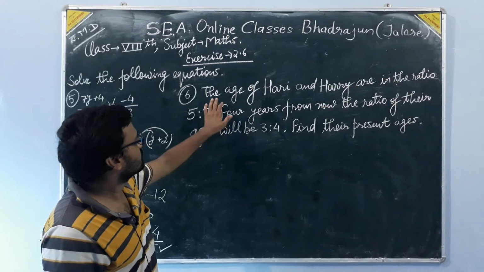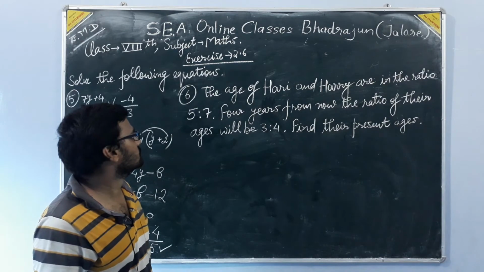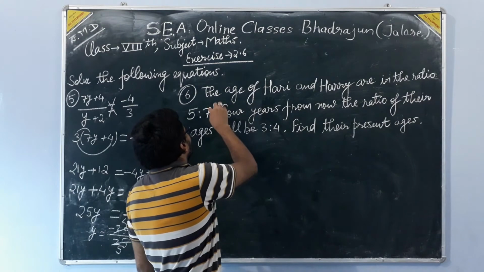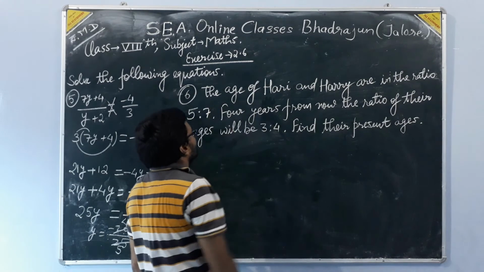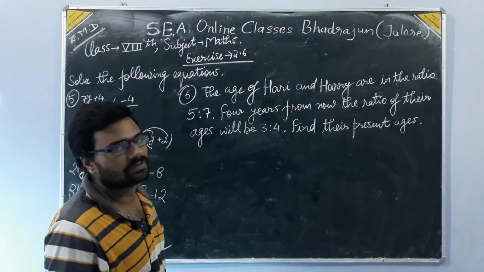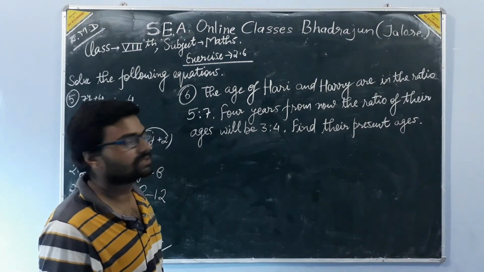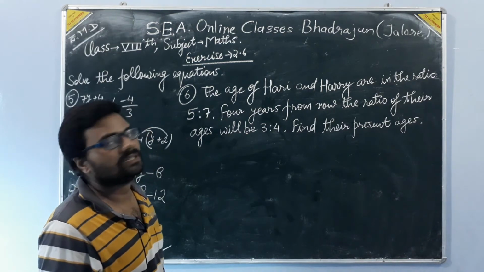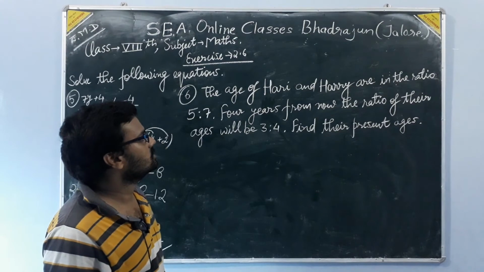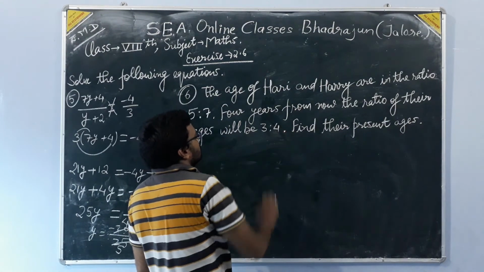Now first we will try to solve our step number first, which is the ages of Hari and Harry are in the ratio 5:7. 4 years from now the ratio of their ages will be 3:4. 4 years from now.